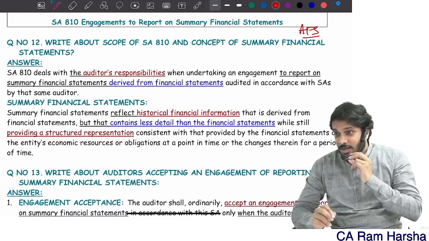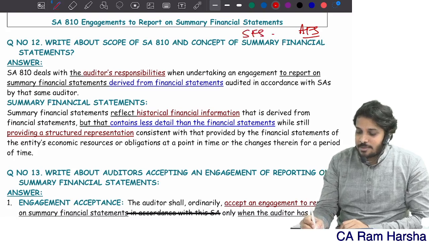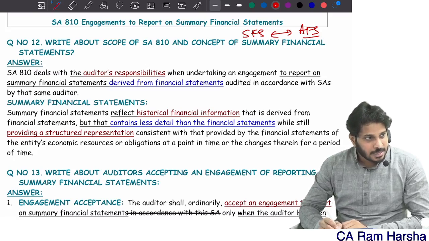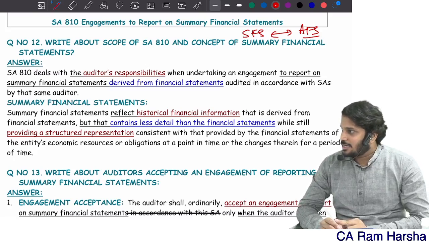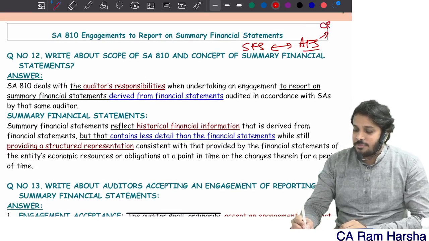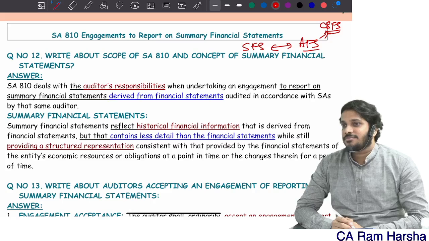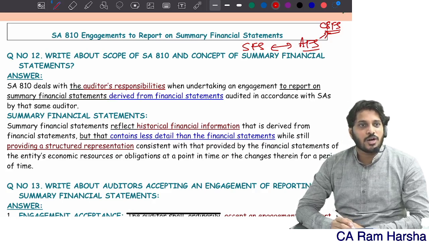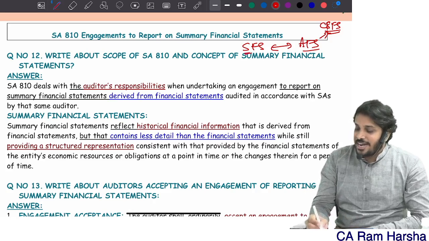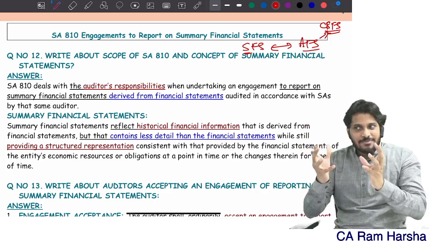Here they use the word audited financial statements. Audited financial statements and summary financial statements, both are different. Generally, audited financial statements are nothing but the complete set of financial statements. In 805, the same is regarded as the complete set of the financials. Summary financials means what? From the complete set, a condensed version.